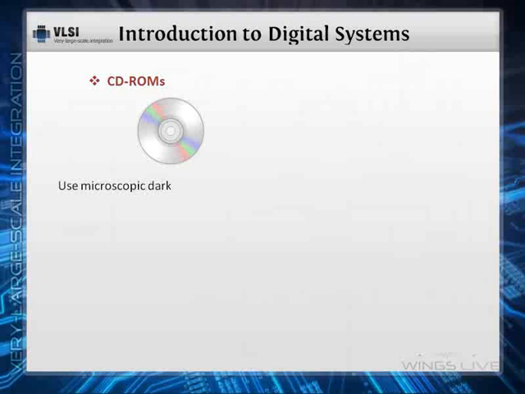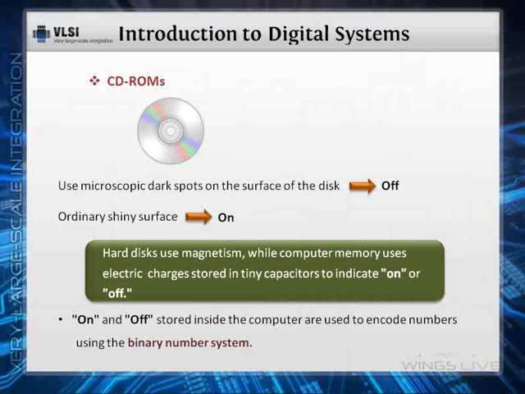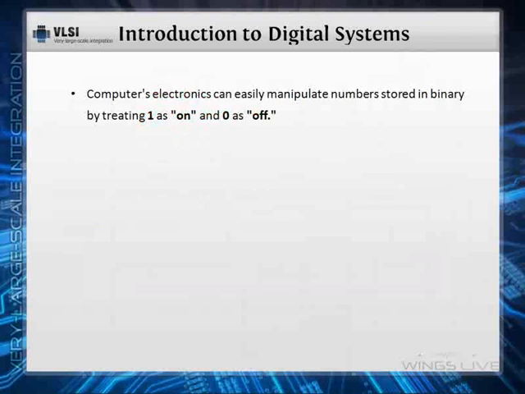However, not only computer hardware uses voltage. CD-ROMs, for example, use microscopic dark spots on the surface of the disk to indicate off, while the ordinary shiny surface is considered on. Hard disks use magnetism, while computer memory uses electric charges stored in tiny capacitors to indicate on or off. These patterns of on and off stored inside the computer are used to encode numbers using the binary number system. Because of their digital nature, a computer's electronics can easily manipulate numbers stored in binary by treating 1 as on and 0 as off. We will talk about the binary number system in the next tutorial.